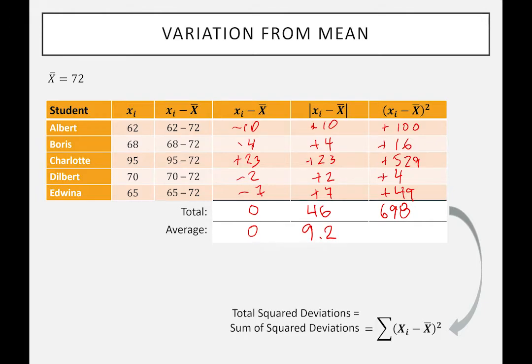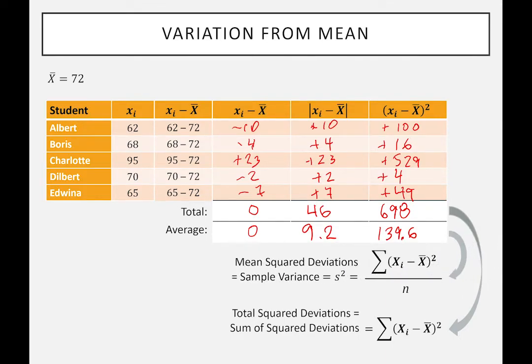Now, the next step, of course, the problem we're facing is that as we get more and more students in a class, this number is going to get bigger and bigger. So it's not a really good measure of how spread out numbers are. So the next step is to take the average. I've got 5 students, so I take 698 divided by 5, and I would get 390.6. I think that's right. You can use your calculator to check.